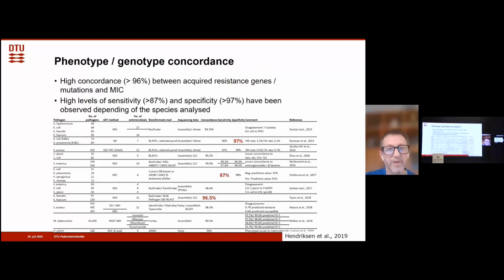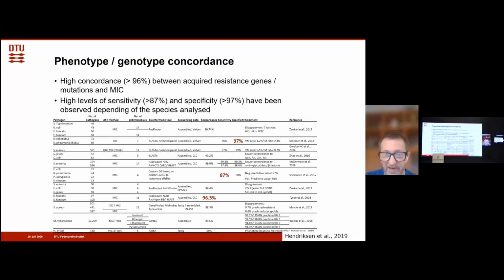with your own system. So basically, we have also done a comparison between phenotype and genotype, and here we could see that there's a high concordance between acquired resistance genes and mutations and the MIC. So the concordance is more than 96%. And there's also a high level of sensitivity and specificity. This review is mainly on foodborne pathogens like E. coli, Salmonella, also Klebsiella, Staph aureus, Campylobacter, and so forth, Enterococci.